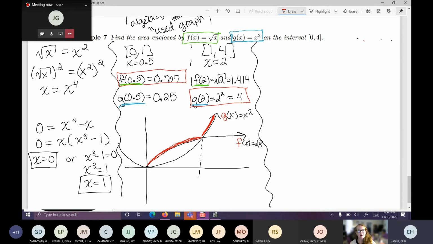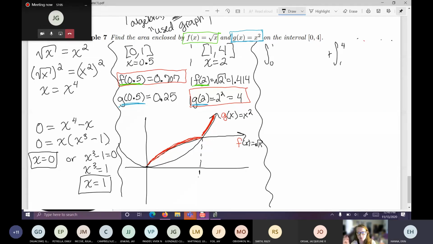Sorry about that. So the square root of x ends up being on top in that first piece, and then the x squared ends up being the top in the second piece, graphically as well. So the two integrals we're calculating are from 0 to 1, and then from 1 to 4.